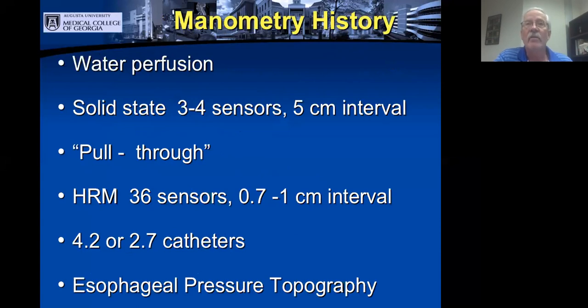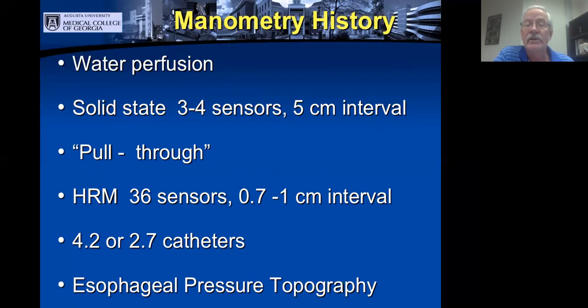In the history, it started with a rather ungainly water perfusion system, and then a few years later moved into solid state systems. This was a marked advance, but only 3 or 4 sensors that were upwards of 5 centimeters apart. So a lot of missed data, a lot of guesswork going on. So the pull-through technique was devised. You would literally place the catheters at the lower esophageal sphincter, do a series of swallows, pull it further north, or more cephalad, do more swallows, and continue through the pharynx.